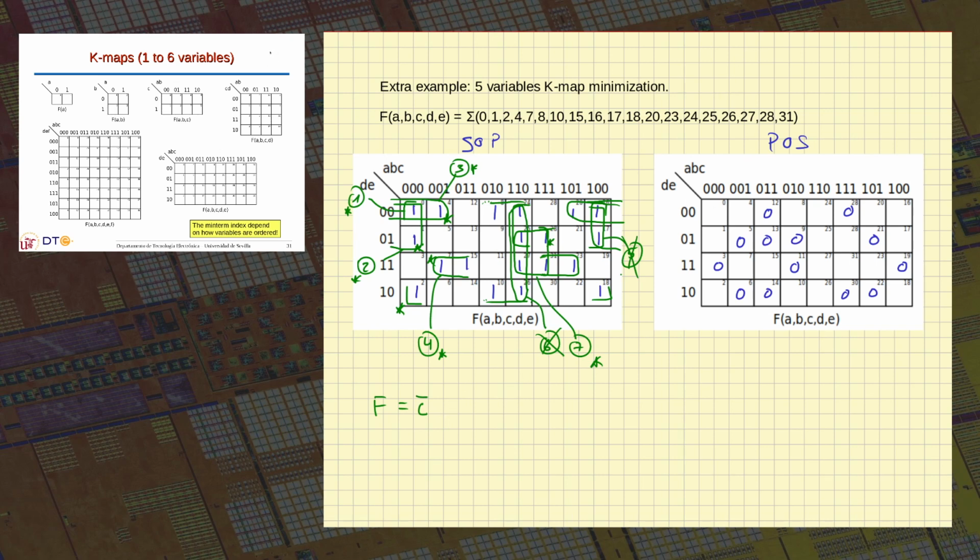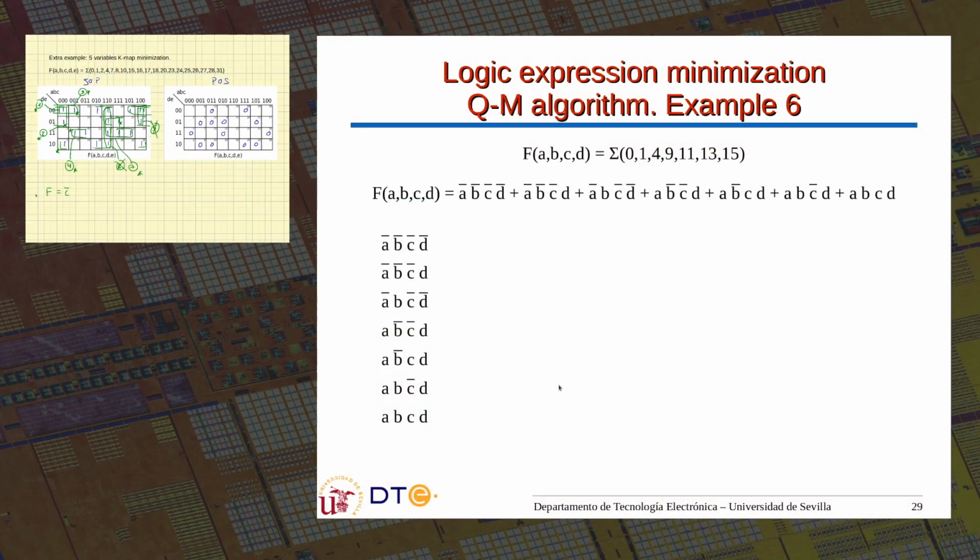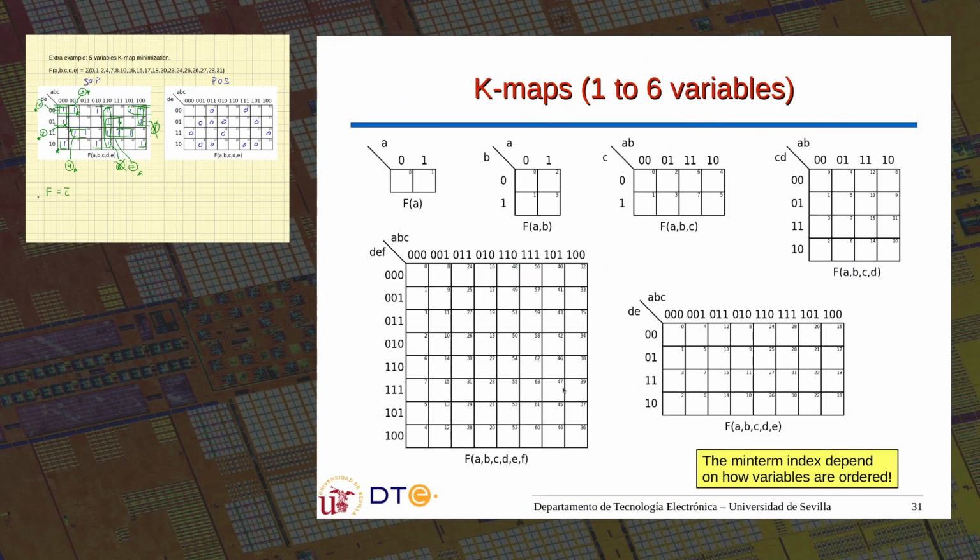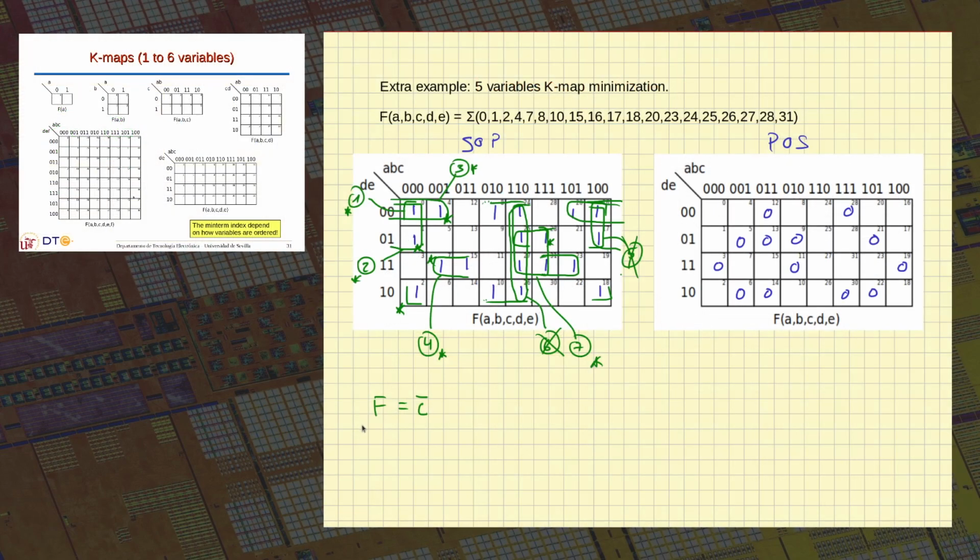I'll change to the regular color. Oh, sorry. Oops. F is C complement, and now these are all here or here. D changes value, E is 0, E complement. Okay, this is implicant number 1.